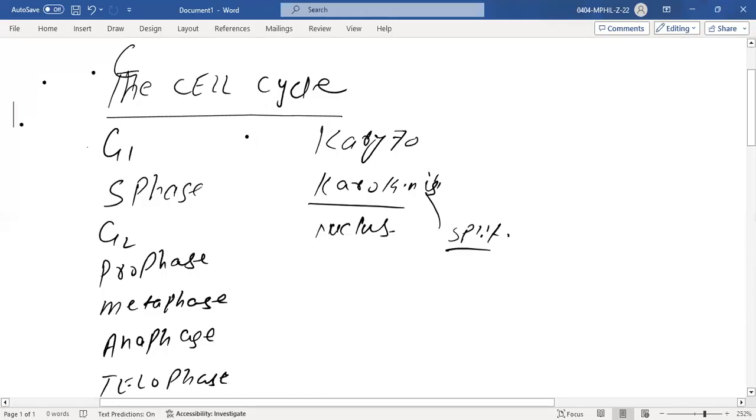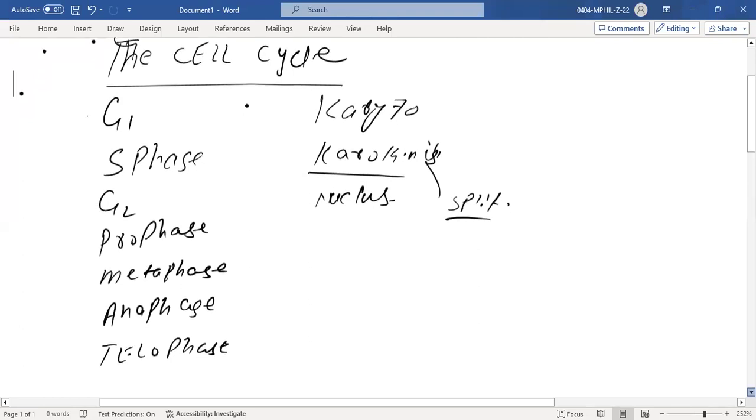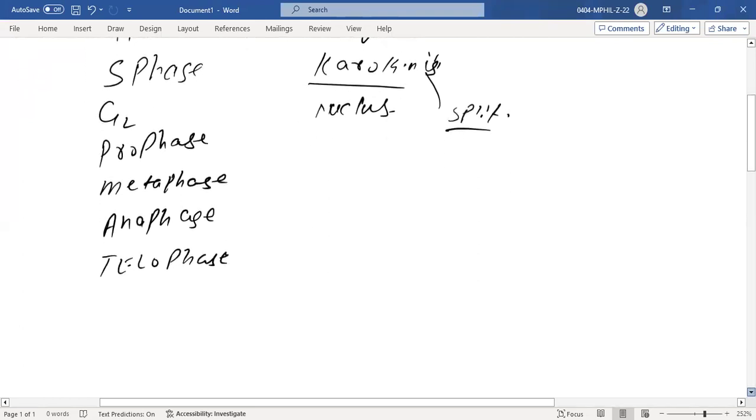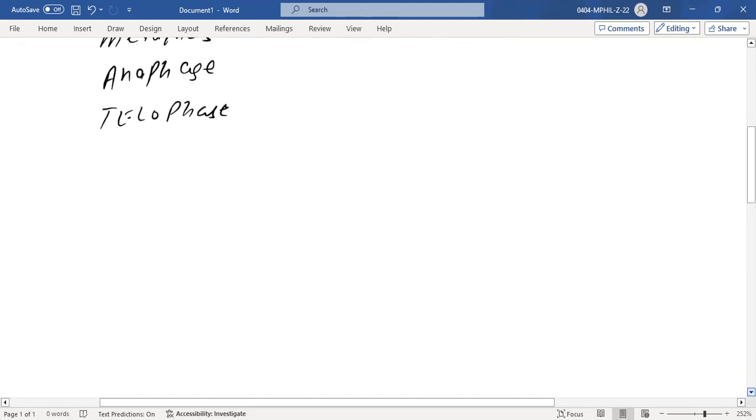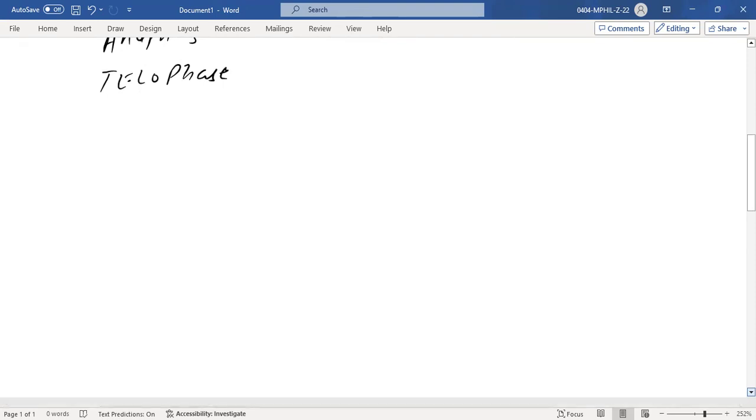In this case, we will start from a diagram. There we will try to understand how we can divide this, and more importantly, you should know what type of changes would occur here in the cell cycle. So let's start with it.